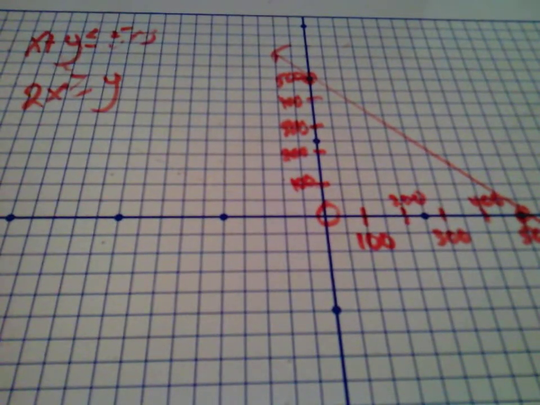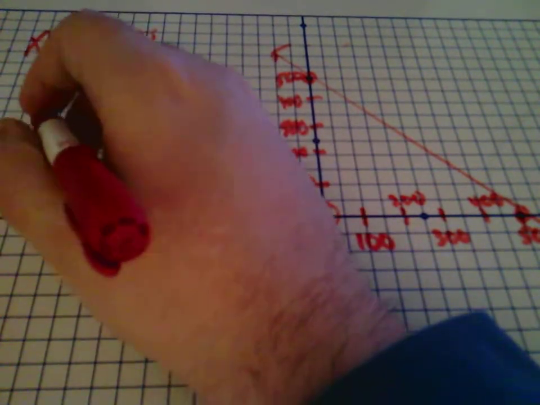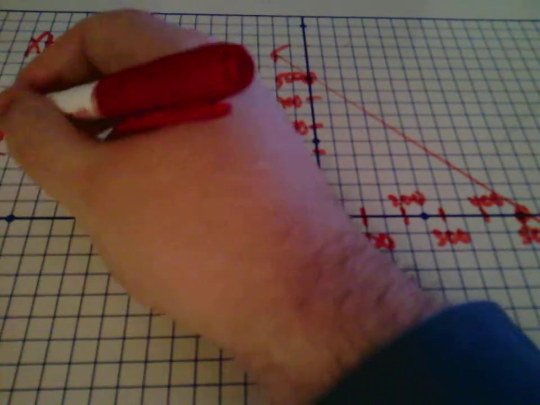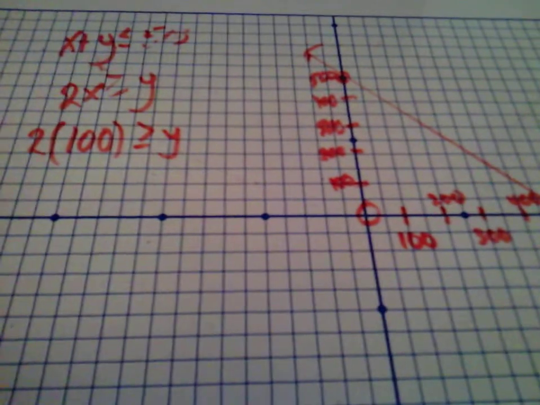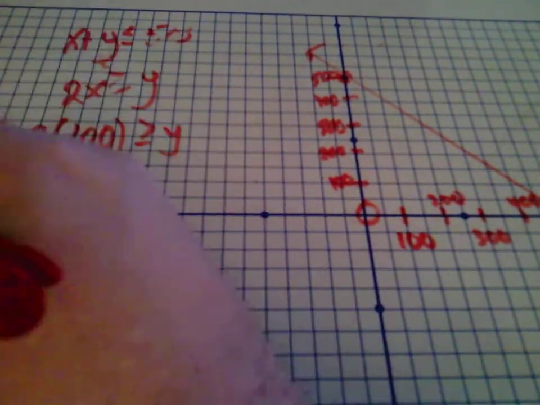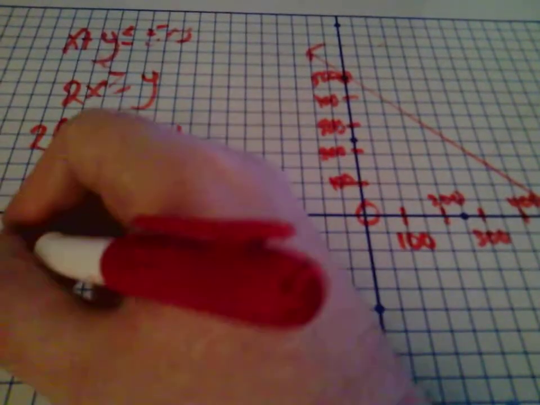Next equation, 2x is greater than or equal to y. Best way to graph this, let's just throw in a number for x, and a big one. Let's throw in 100. Okay, 2 times 100 is greater than or equal to y. That would mean that if x is 100 for this equation, then our output would have to be 2 times 100, which is 200.